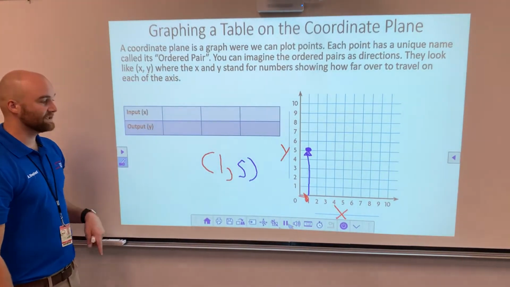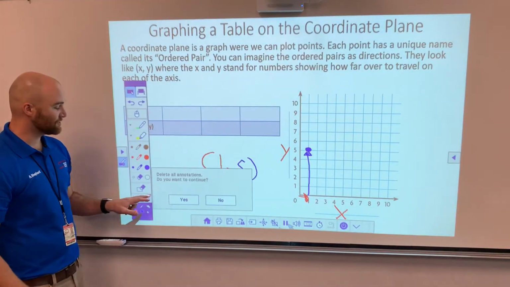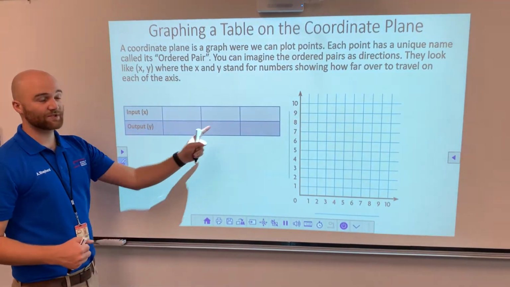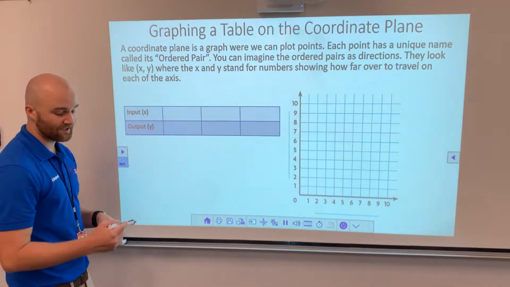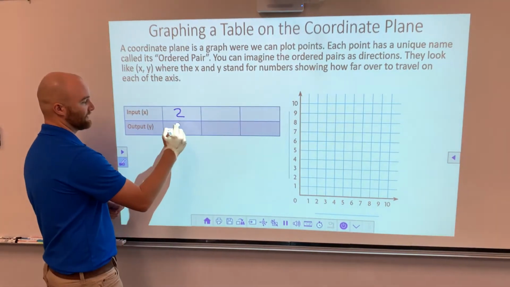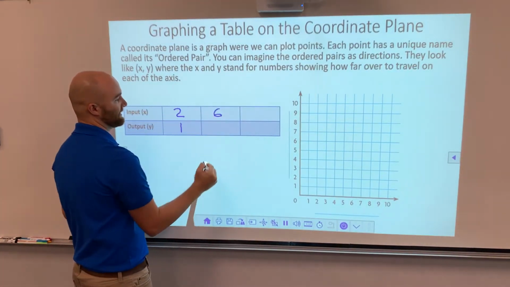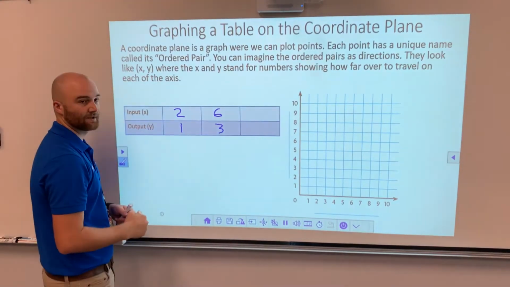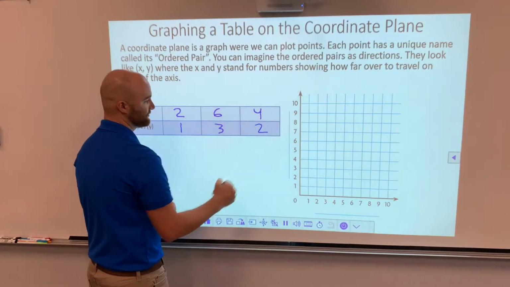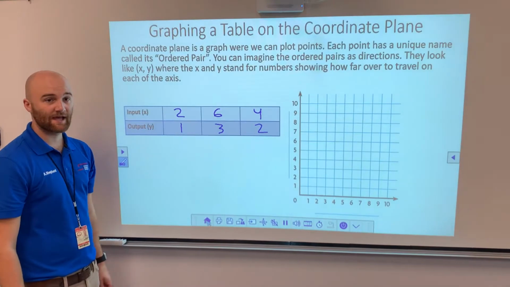But sometimes it doesn't give it to you in the form of ordered pairs. Sometimes they'll give it to you in the form of a table. It's actually really simple. So I'm going to make some numbers up here for our table, and then we'll see how we plot them in. My input might be 2, and my output might be 1. My input might be 6, and my output might be 3. My input might be 4, and my output might be 2. I just made up some random numbers so that we can see what's happening.